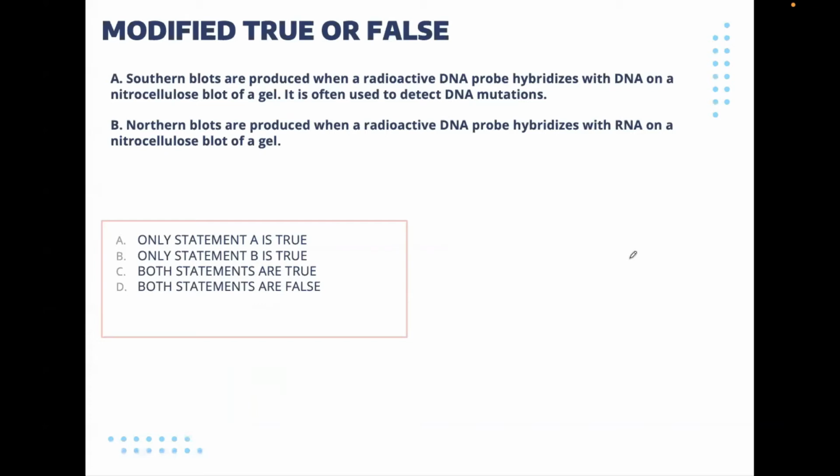Statement letter B. Northern blots are produced when a radioactive DNA probe hybridizes with RNA on a nitrocellulose blot of a gel. Ano po ang tamang sagot? So you can pause this video if you need time to think of the answer. But if you know already, pwede nyo na i-proceed. The answer is letter C. Both statements are true.